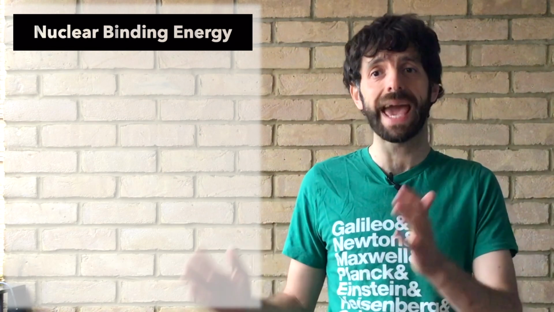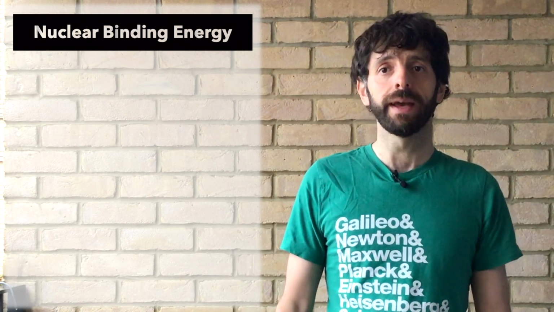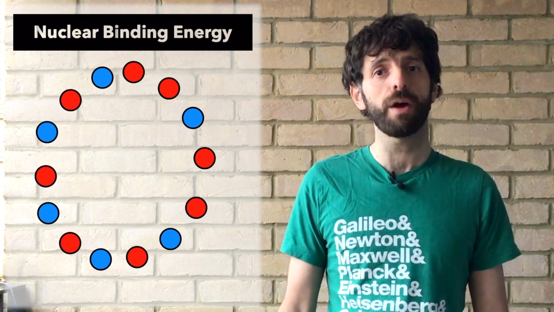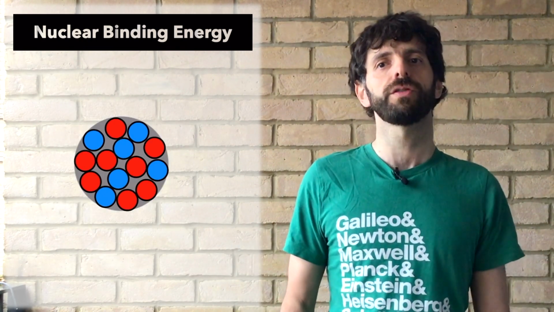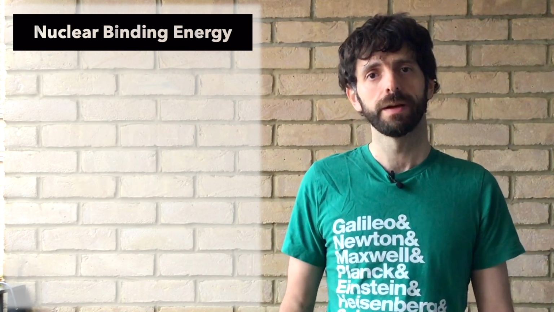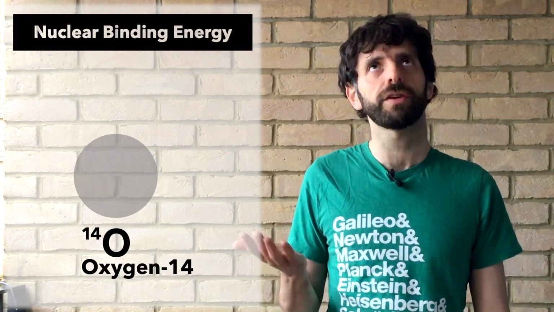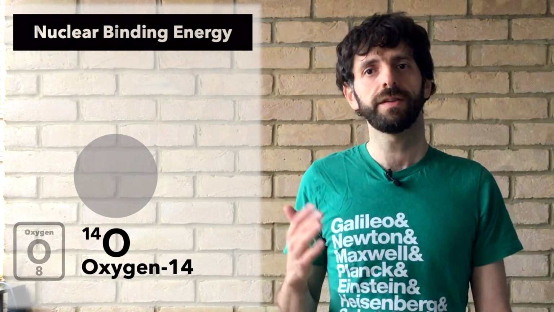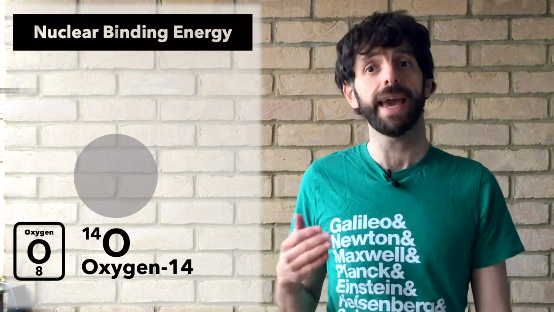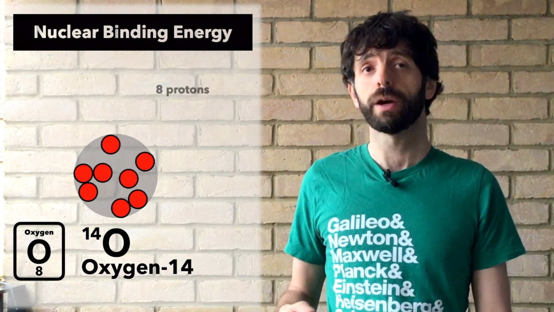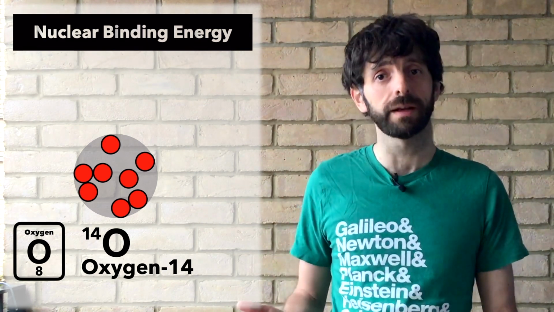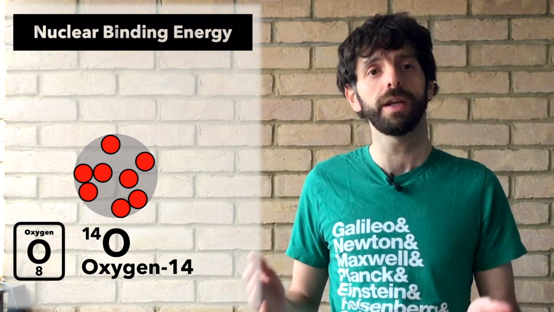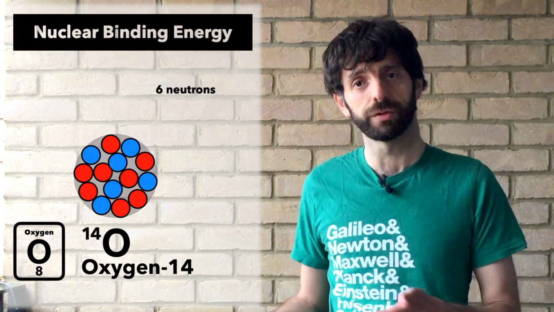You have all probably heard the term nuclear binding energy. The binding energy of an atomic nucleus measures how much energy is gained by putting together the neutrons and protons inside of the nucleus. Let's consider the case of oxygen-14. This is an oxygen isotope, so it has 8 protons. Because it is oxygen-14, it has a total of 14 particles, so it must have 14 minus 8, 6 neutrons.